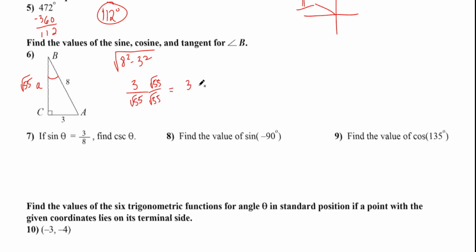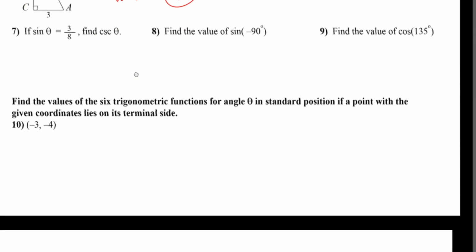And so you get 3 square root of 55 over what? Just plain old 55. So that would be the tangent of angle A. But you're going to list them all, right? You're going to put sine of angle B, cosine of angle B, tangent of angle B, and you just give me the ratios. You don't actually have to find angle B. You just give me the ratios. We good? Let's keep going.